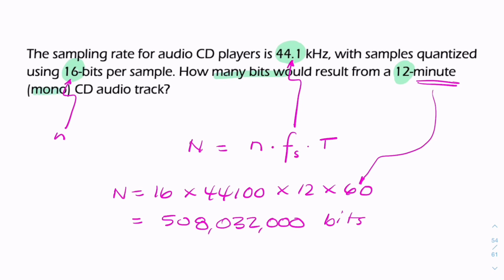Now the question says mono simply because if you have a stereo track, then you'll need twice the number of bits. So that's your final answer.